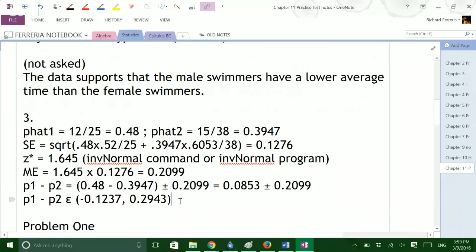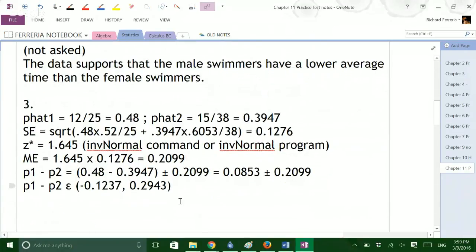Questions on 3? Why do they call them P hat? P hat because it came from sample data. Anytime it comes from sample data, it's P hat. But how do we know that? Are we just assuming that it's the same thing? It's kind of implied that once we're taking 12 out of 25, that's a sample from something.